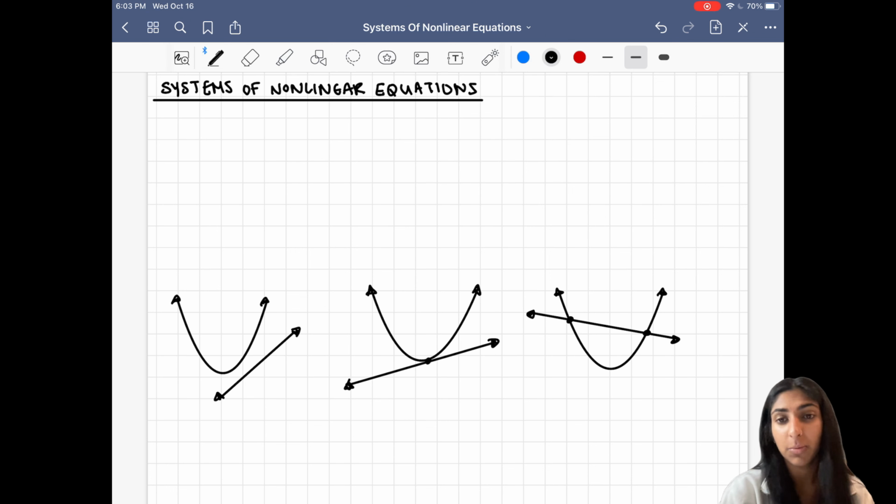So you've probably already worked on systems of linear equations, but now we're going to explore systems where at least one equation is nonlinear, such as quadratic, circles, and other curves. And so we're going to walk through this step by step using examples, and by the end, hopefully you'll have a solid understanding. So let's get started.